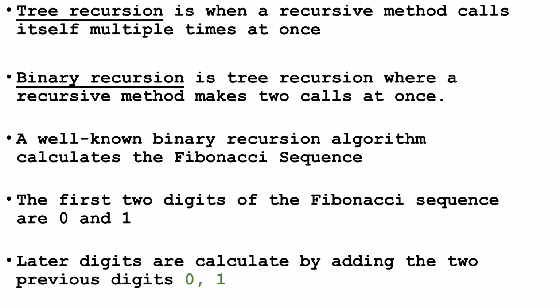Our third digit is the sum of the 2 previous digits, so 0 plus 1 equals 1. Then 1 plus 1 equals 2. 1 plus 2 equals 3. 3 plus 2 equals 5, and so on. This is a problem that's well made for recursion because we calculate our current value by adding the 2 previous values, which can also be calculated by adding their 2 previous values.